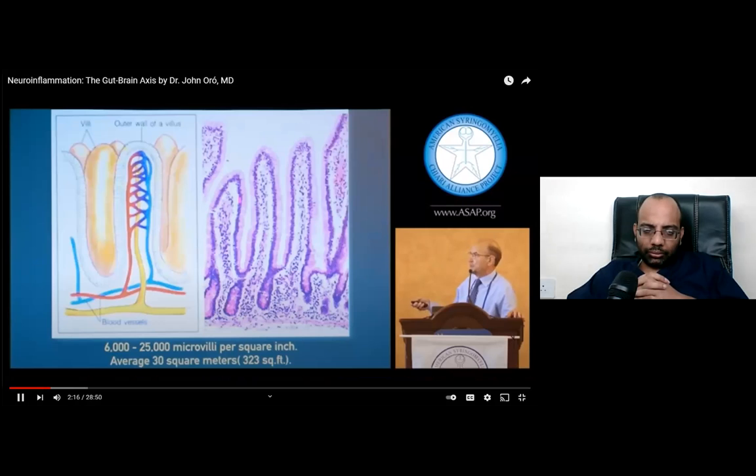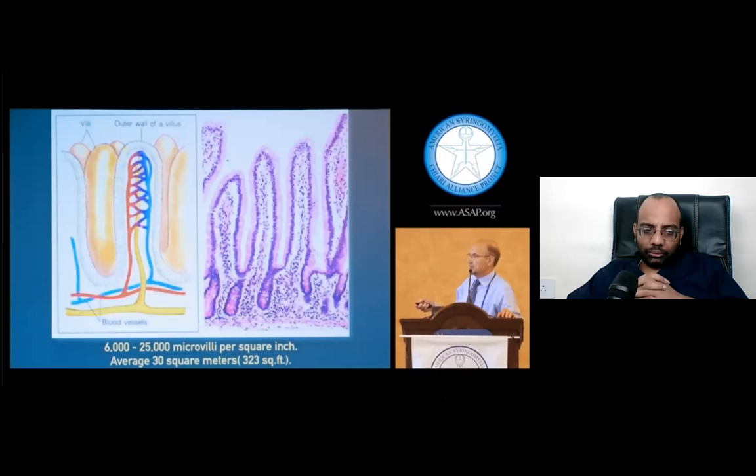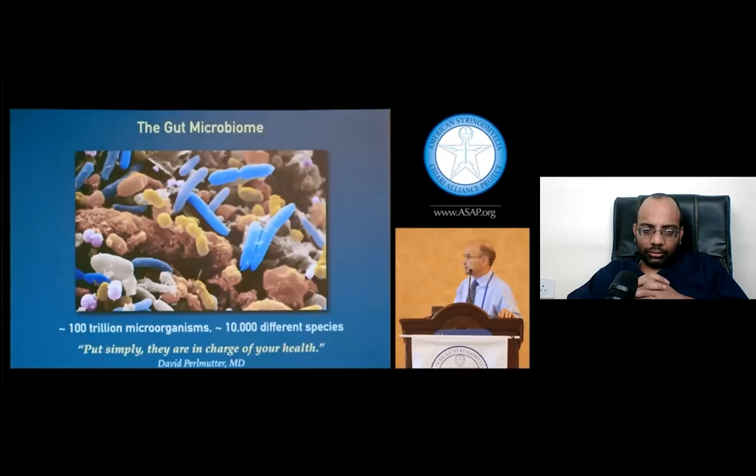So we have microvilli in our gut. We'll have 6,000 to 25,000 per square inch. If it was all laid out, it'd be 30 square meters. That's how much absorptive surface we all have. And each microvillus has a nerve, the vagus, and it has an artery and a vein. This is a healthy gut microvillus.